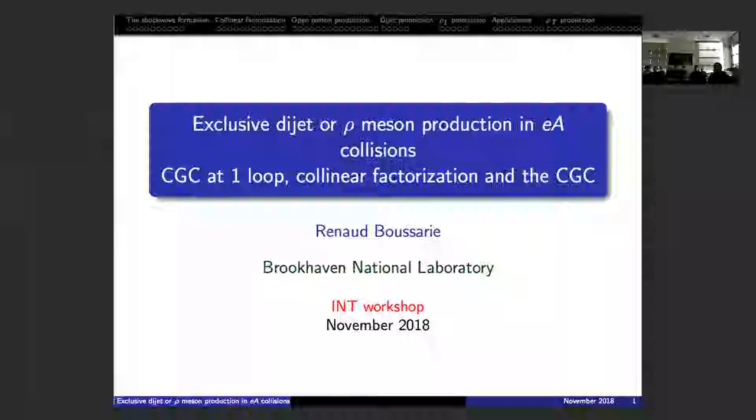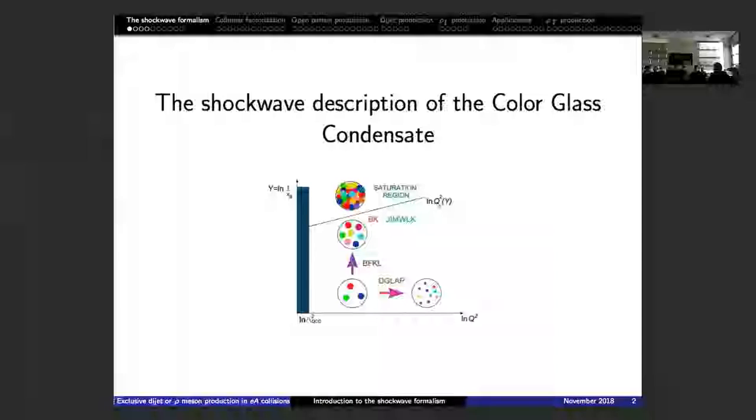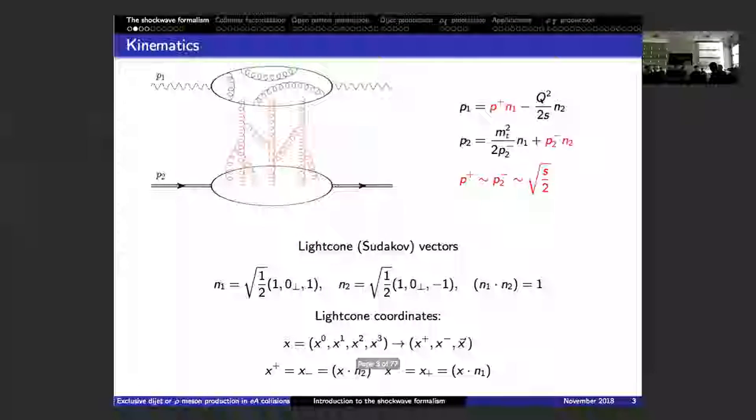So one of them will be the so-called shockwave formalism. That's Jan Baritsky's description of what people call the color glass condensate, which is a bit different from what Thomas is using. For example, LCPT. Some people still use LCPT, so I'll just go briefly for that. Then I'll have to introduce collinear factorization at twist 3, because I want to combine twist 3 collinear factorization and the shockwave formalism for low t production. So I'll try to be quick, but I still need to present a couple of things.